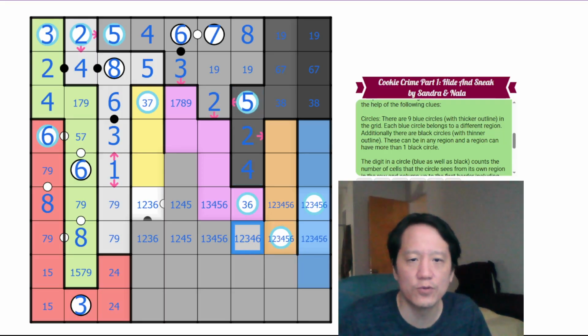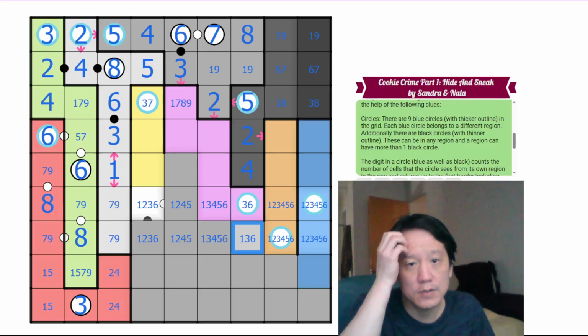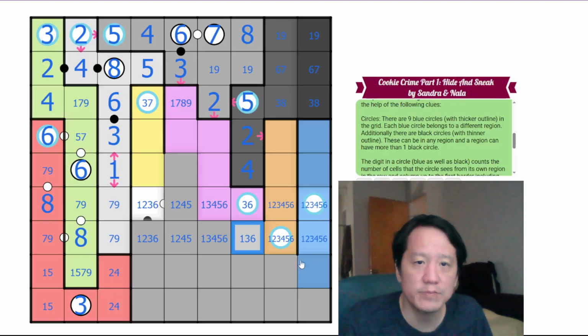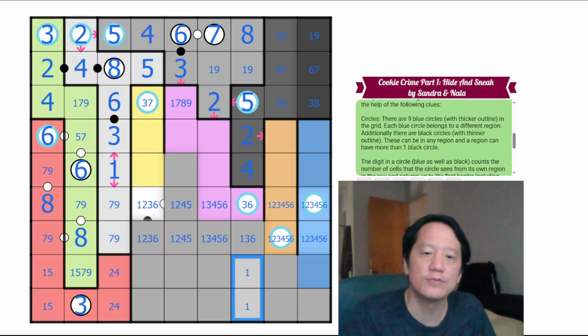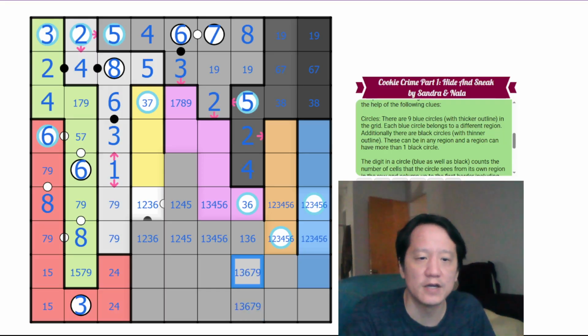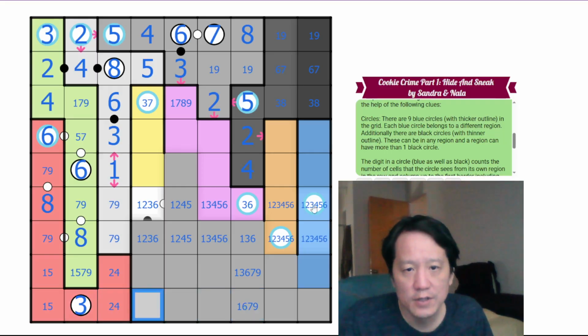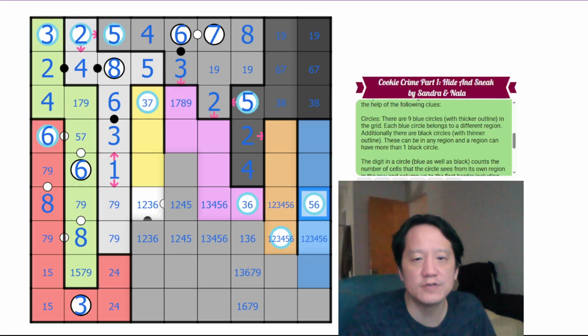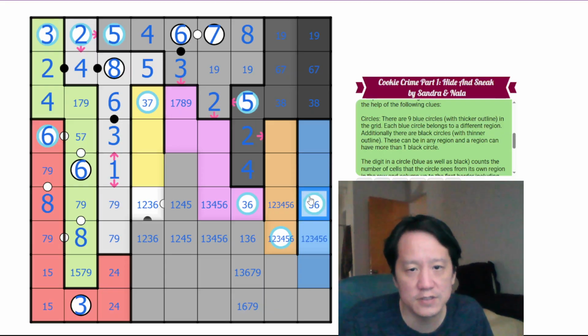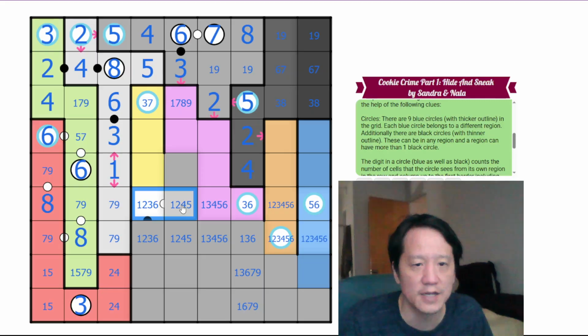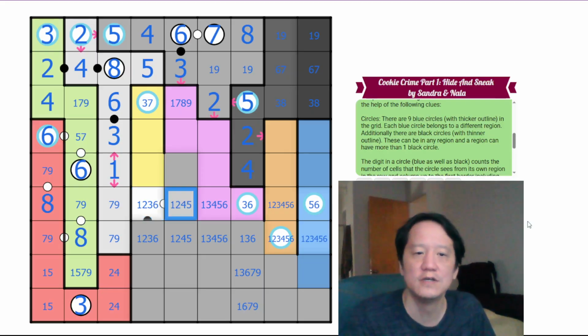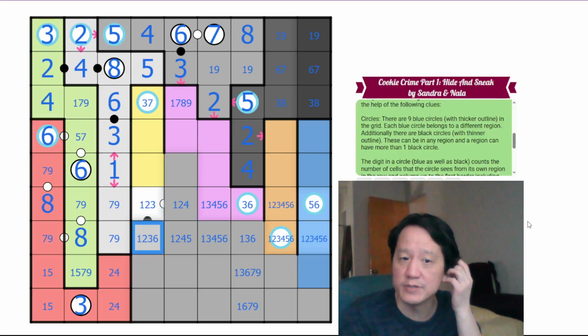No 2 or 4 here. Remaining digits of column 7 are 1, 3, 6, 7, 9. No 3 here because of the 3 in the row. This sees at least 5 cells, so it's 5 or 6. Since this is 5 or 6, this cannot be 5 and 6. So there's no 5 here because this can't be 6.